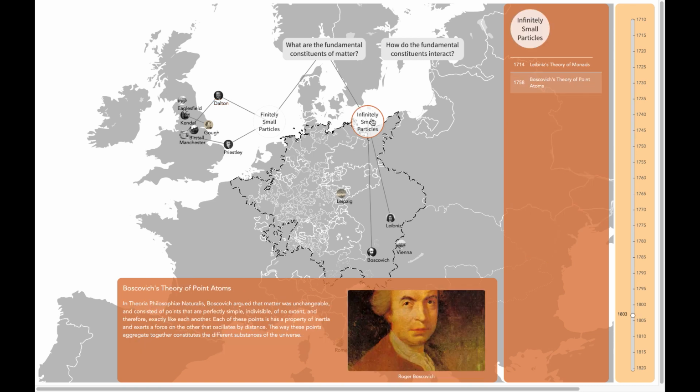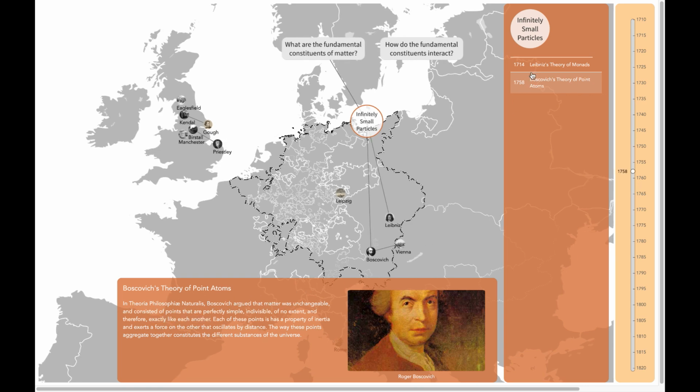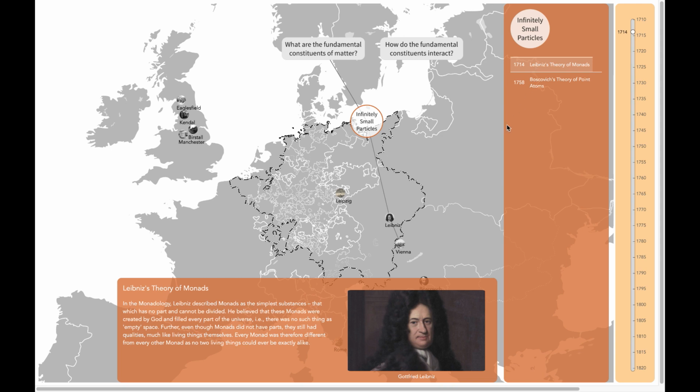If we click on this latter group, we can see two of the scientists who adopted the school of thought, Leibniz and Boscovich. We can read the description of Boscovich's point atom hypothesis down here in this panel. He argued that not only are all fundamental particles infinitely small, but they're all also exactly the same. In contrast, if we click on Leibniz's theory of monads, we see that he argued that no two fundamental particles could ever be perfectly alike. Even within common schools of thought, there was a lack of unanimity.